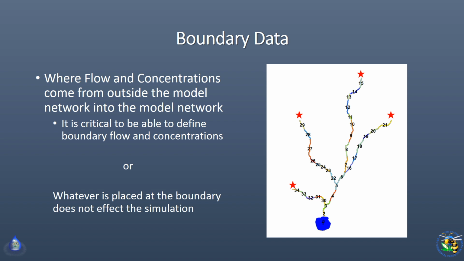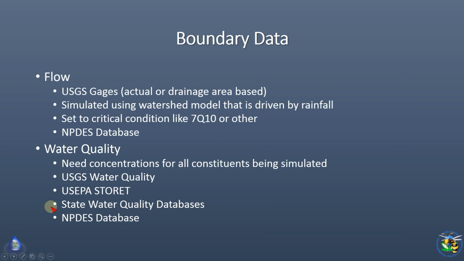So where can we get this data? Well, for the flows, we can get flows from the USGS gauges in our watershed, whether it's actual, or we can use a gauge and then calculate the flow at one of our boundaries based upon drainage area ratios. We can simulate using a watershed model that is driven by rainfall. You can set your flow conditions to a critical condition like 7Q10 or some other value. You can get flows for point sources from the NPDES databases.